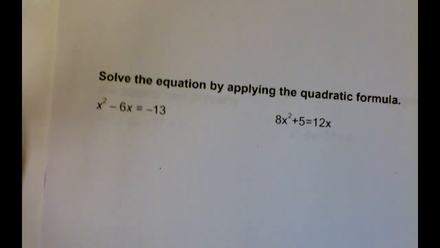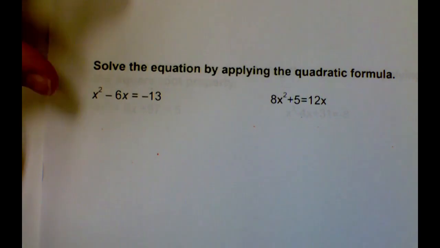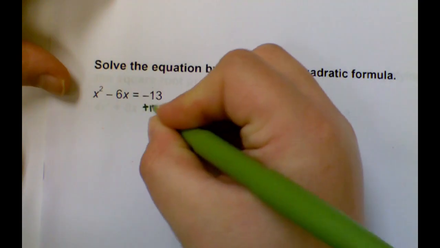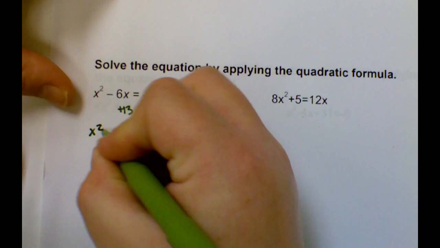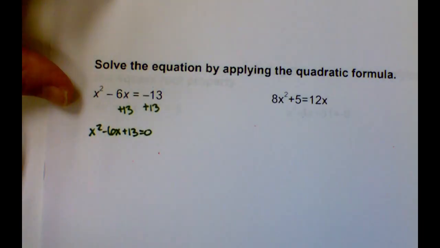And now, the really fun part, solving these problems using the quadratic formula. Now we can no longer say no real solution. We're going to actually figure out our imaginary solutions. So just like before with quadratic formula, we have to get it equal to 0. So I'm going to add that 13 over first. Gives me x squared minus 6x plus 13 is equal to 0.